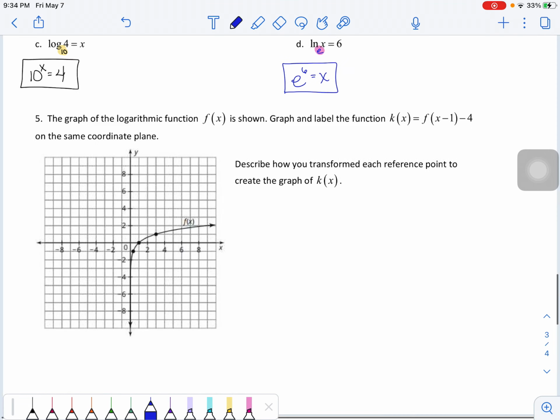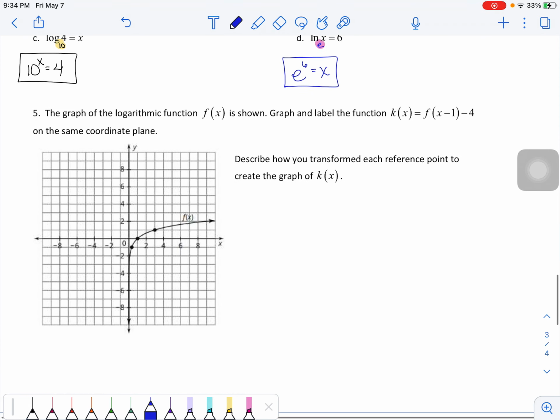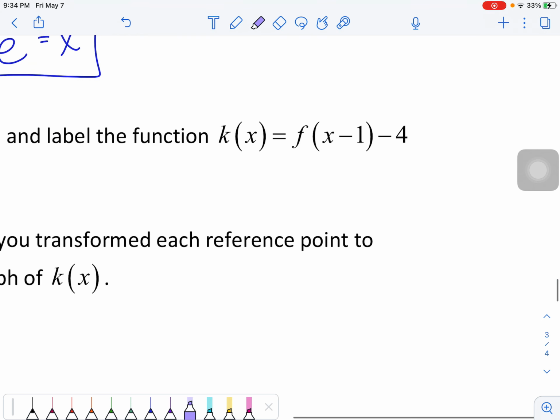Problem number 5, which is, I believe, the last problem on this page, we have a logarithmic function graphed, f of x, and we are supposed to label and graph k of x, which has a few changes to it. So first change here, I'm going to zoom in. We've got the -1 attached to x, and we have a -4 attached to the function. Each one of those is its own transformation.